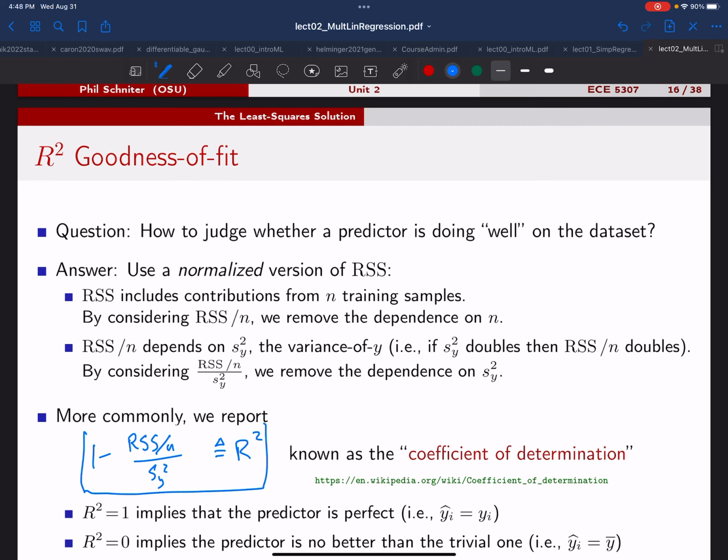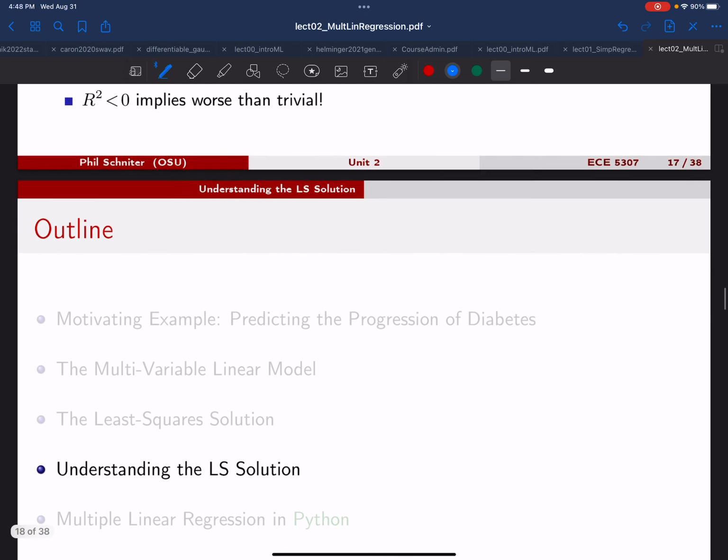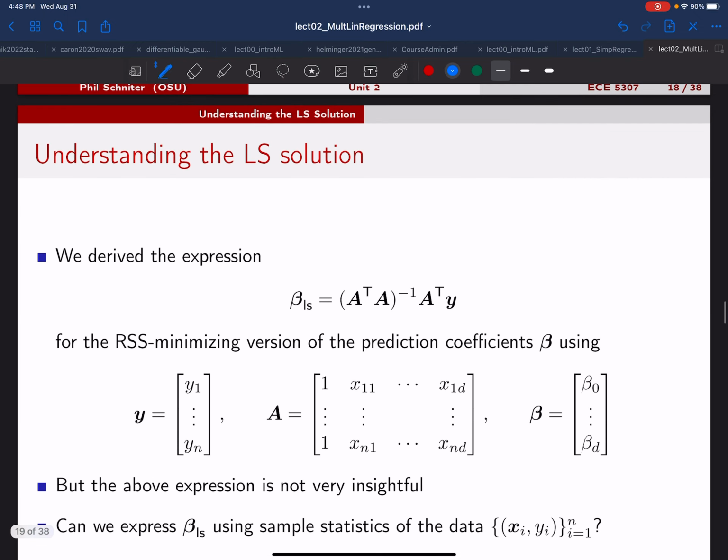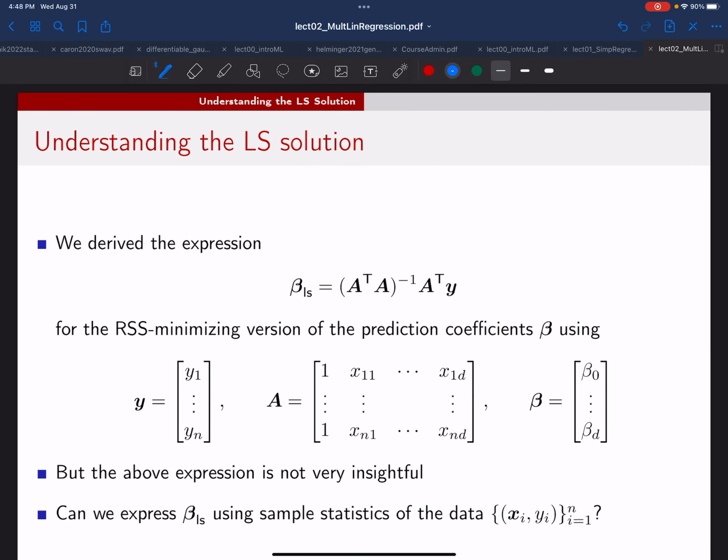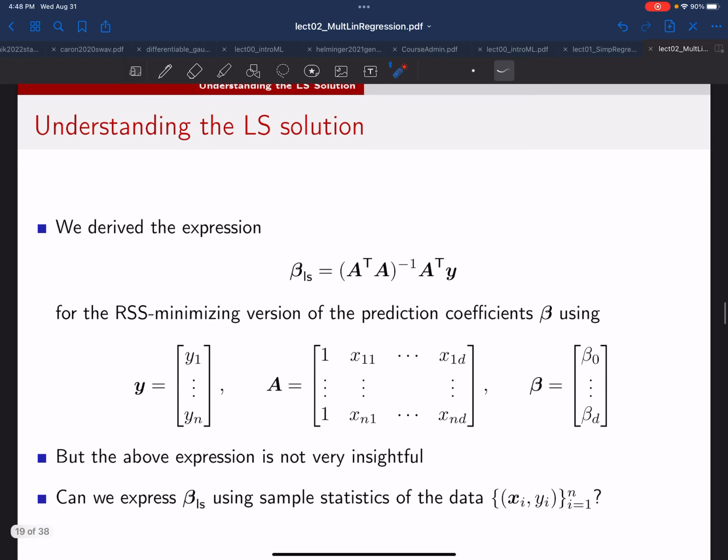All right, so this is R squared, same as before. Now there's an issue with this expression. It's correct, it works, but it's really not very interpretable. It's really hard to understand what is going on, because this matrix A does not include only your features, but it includes these extra ones.